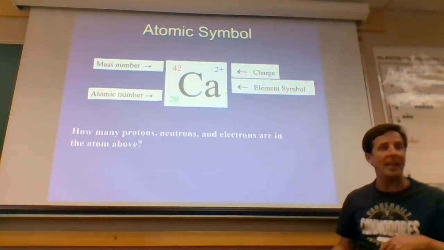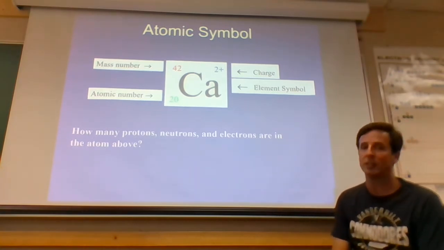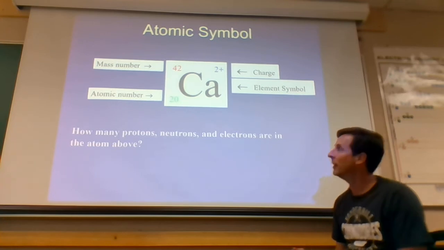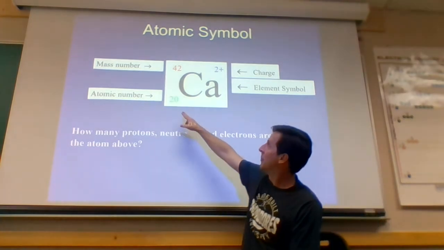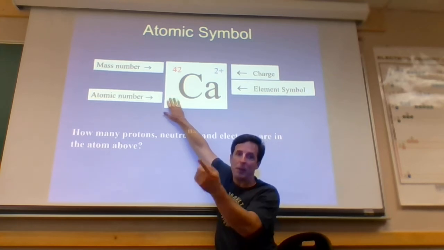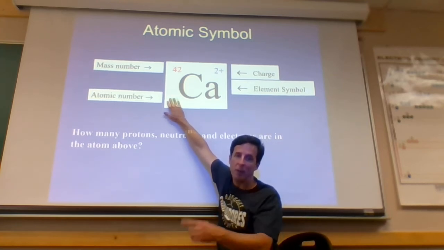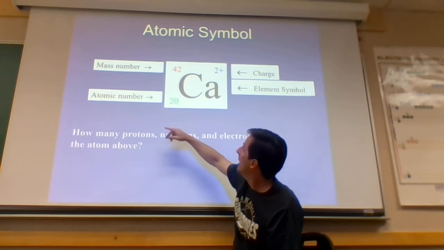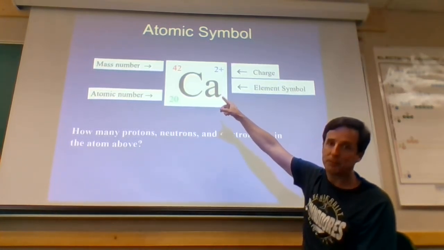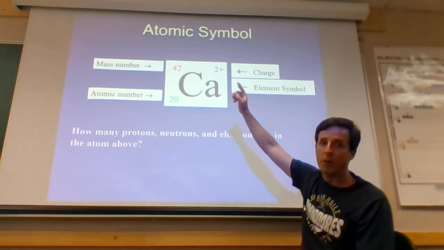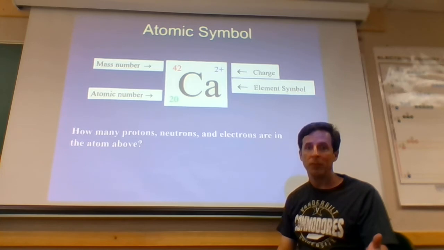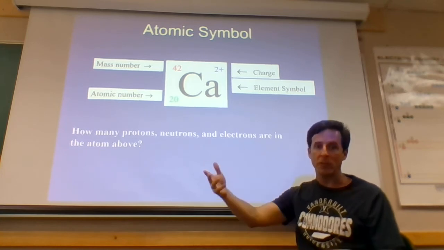So, in the atom above, how many protons, neutrons, and electrons are there? Again, stop and think about it, but I'm going to go through the answers. The atomic number gives me the protons, so it's 20 protons. If I didn't know that, I could look at a periodic table and figure it out. It's element number 20. Once I know the protons is 20, then I look at the mass number. If it's 42, 42 minus 20 tells me there should be 22 neutrons, because 20 plus 22 makes 42.